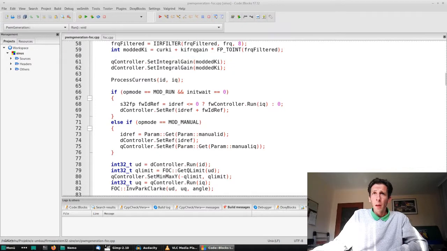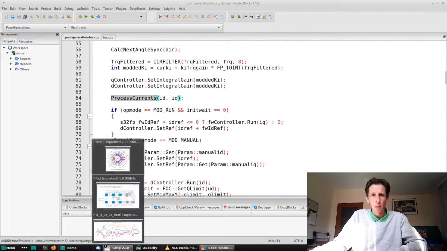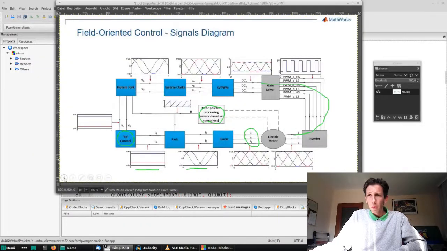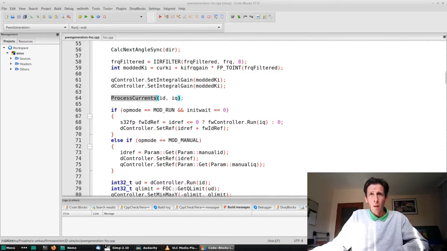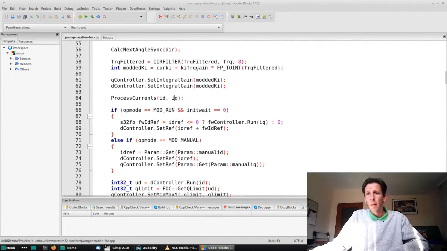And then finally here we are in process currents. Process currents does this part down here. It obtains the currents from the current sensors, and it does the Clark and Park transformation. The function returns already with the direct and quadrature current values.